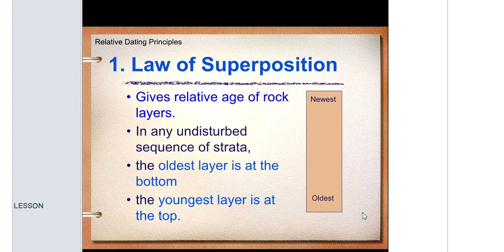So first off is the law of superposition. Basically, it's going to give the age of rock layers, and it's going to tell you that the oldest layer is at the bottom, the youngest layer is at the top. It makes sense because when you lay something down, you're going to lay it on top of whatever is there. So whatever was laid down first is going to be near the bottom, whatever is laid down last is going to be near the top. So law of superposition shows that oldest is at the bottom, newest is at the top.